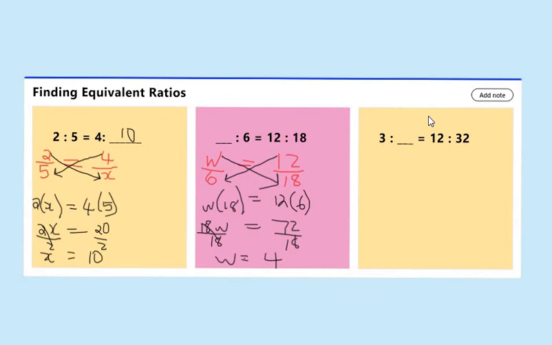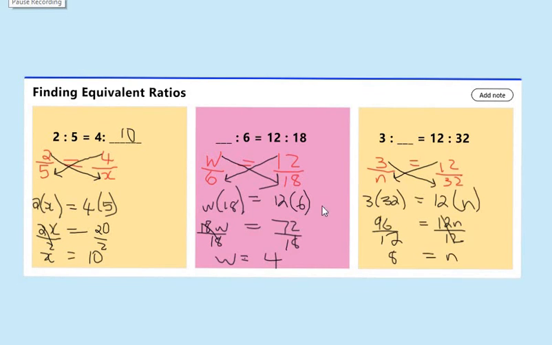Now, give a go at the last question, pause the video, and then return to see the answer. And there we go. That's our answer. n is equal to 8. You might be wondering, but Miss, the variable is on the right-hand side. It doesn't matter which side the variable is on. All right, 8 equals n is the same thing as saying n equals 8.